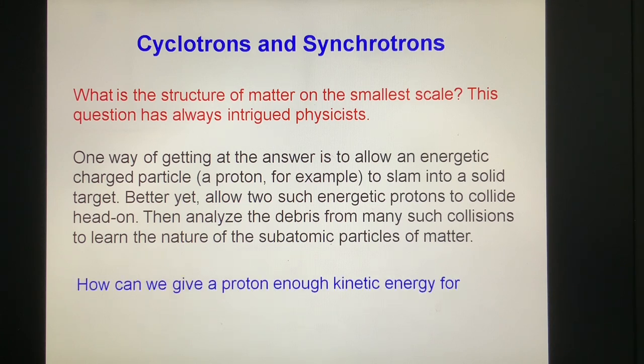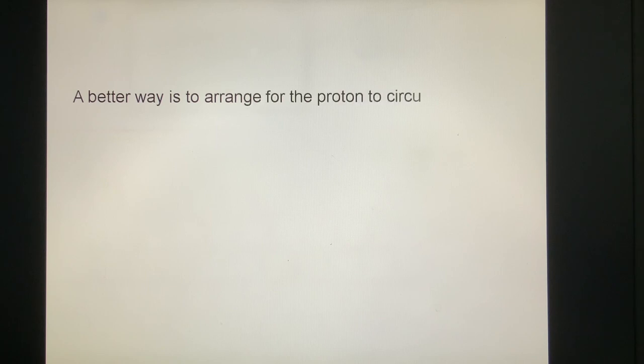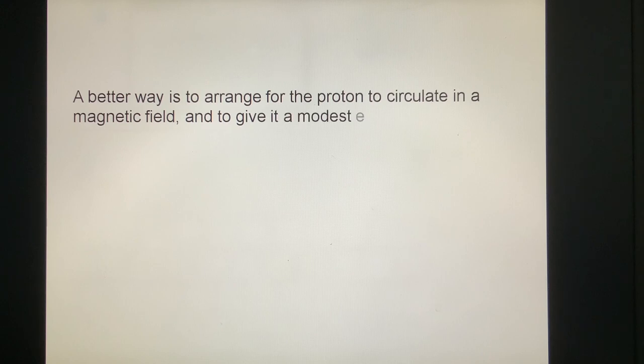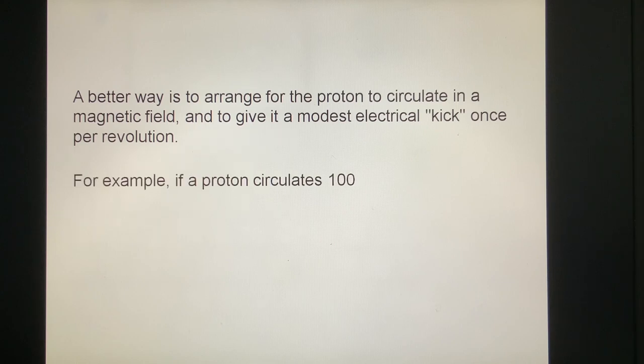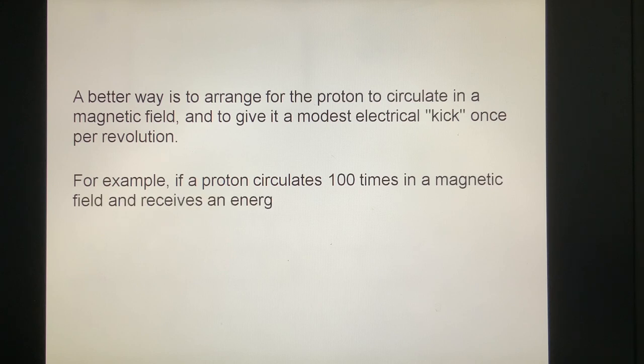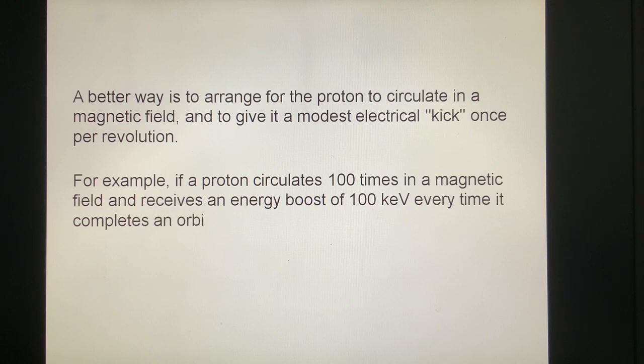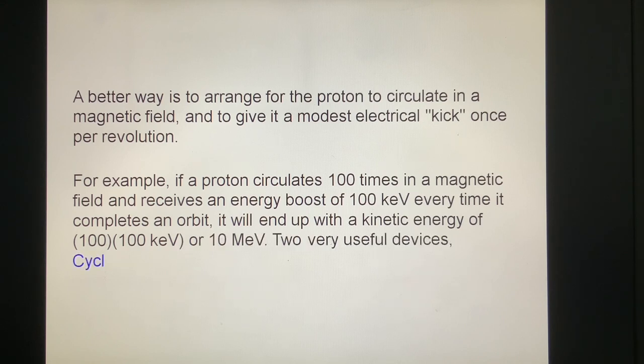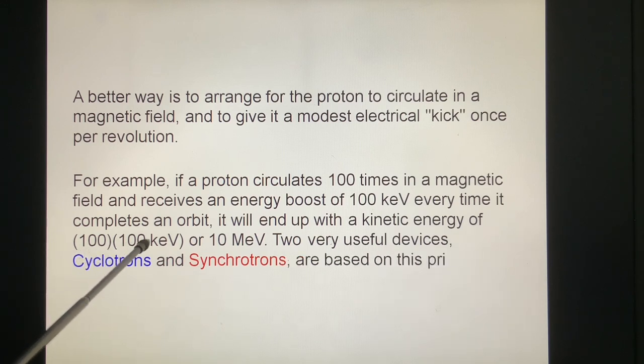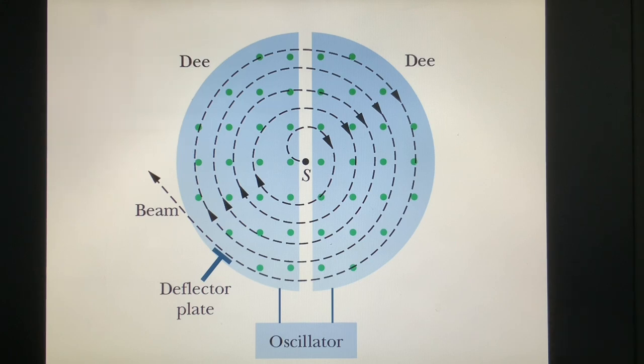How can we give a proton enough kinetic energy for such an experiment? A better way is to arrange for the proton to circulate in the magnetic field and to give it a modest electrical tick once per revolution. For example, if a proton circulates 100 times in the magnetic field and receives an energy boost of 100 kilo electron volt every time it completes an orbit, it will end up with a kinetic energy of 100 times 100 kilo electron volt, or 10 mega electron volt. Two very useful devices, the synchrotron and the cyclotron, are based on this principle. This is a synchrotron or cyclotron.